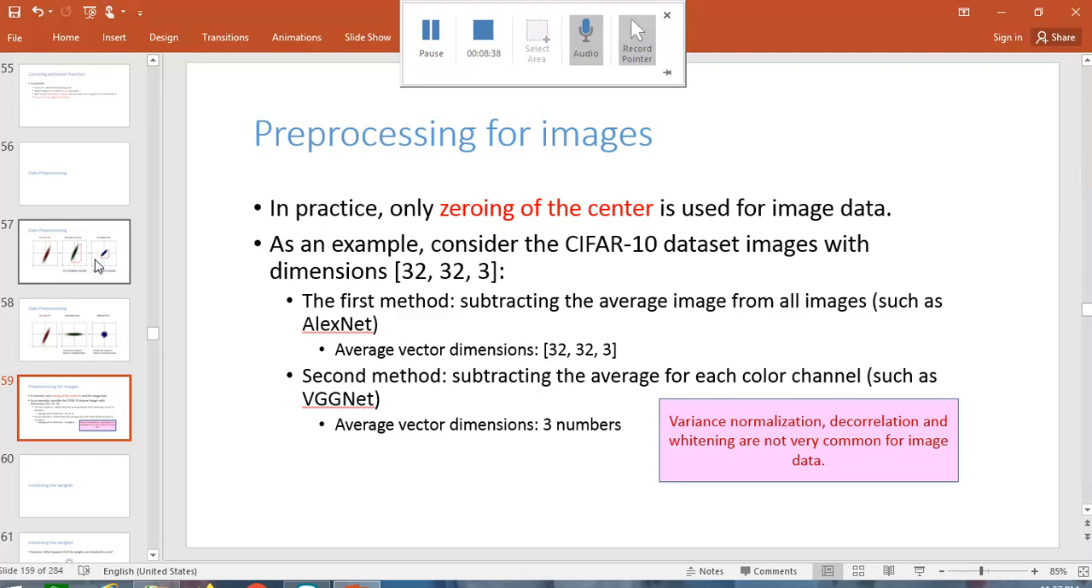You can also average all the pixels, for the red, green, and blue channels, and then subtract this average from the image. This method is more common. It is also used in AlexNet. An important point is the initialization of the weights.